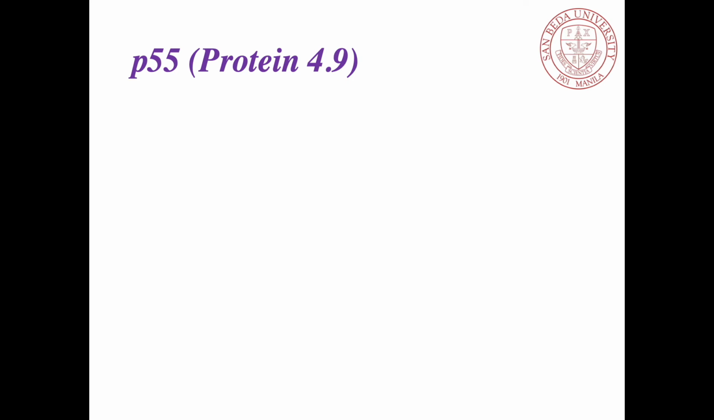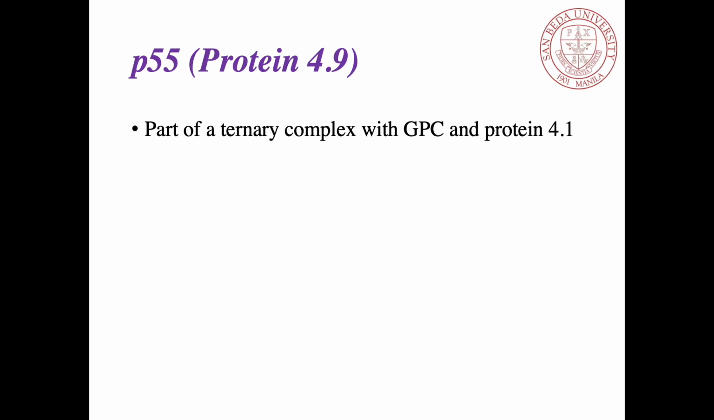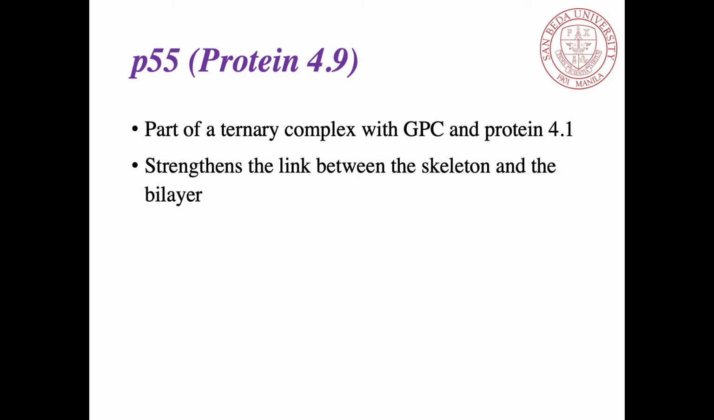Next, we have scaffolding protein P55, also known as protein 4.9. It is part of the earlier mentioned ternary complex formed by protein 4.1. As you may have noted in the illustration I presented 2 slides ago, this ternary complex likewise binds to glycophorin C. It contributes to the strengthening of the link between the RBC cytoskeleton and the lipid bilayer.